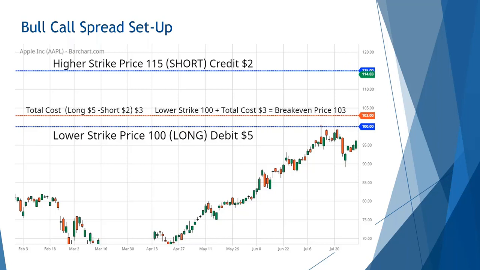So what would be my net cost, my total cost? Well, it would be the $5 that I lay out to buy the 100 strike and the $2 that I'm going to collect to sell the 115 strike. So my net cost would be $3. What does this mean to me? Well, if I look at that value, $3, now I can do an assessment that's called break even. How much does price have to go up above my lower strike before I start to make money? If price is at or above $103, 100 plus the $3 of my cost, then I will break even at expiration. Or if price is above 103, I will start to make a profit at expiration.